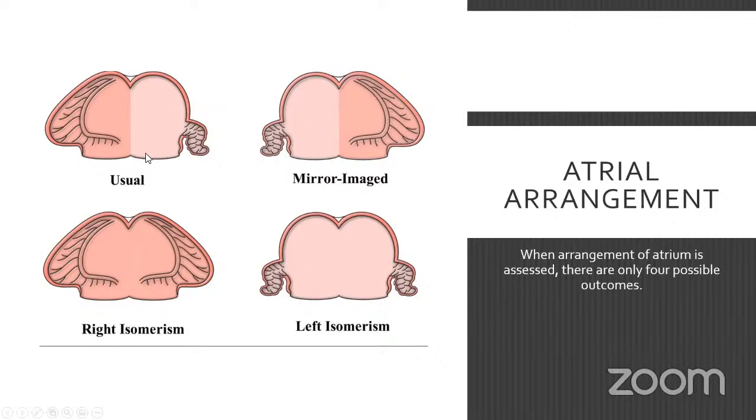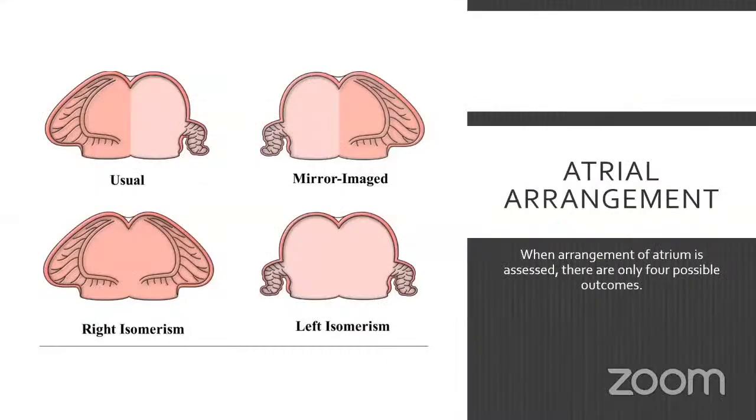Now, when you reverse that, you have what is termed situs inversus, or the mirror image of that. The other arrangements are right isomerism or left isomerism. In some classifications, it's called ambiguous arrangement. That's when you find one of the morphologies, whether right or left, being the dominant morphology. So on both sides, you'll only find a morphological right atrium or a morphological left atrium.